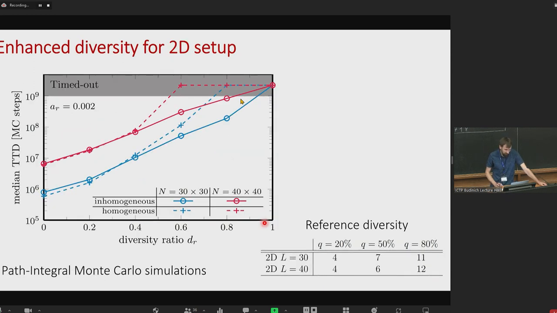We can play the same game in two dimensions. Here, that is a path integral Monte Carlo simulation. We have two system sizes: one is 30 by 30, the other is 40 by 40. The dashed line is, again, the baseline. And what we can see here is that in that example, we don't get much gain at small diversity ratios. Small means, let's say, time to solution, which doesn't give us much in this kind of simulation. But we get some noticeable gains when the diversity ratio is larger, and that basically means that our portfolio was able to unfreeze some solutions that, in reasonable time, are not accessible by the standard protocol.